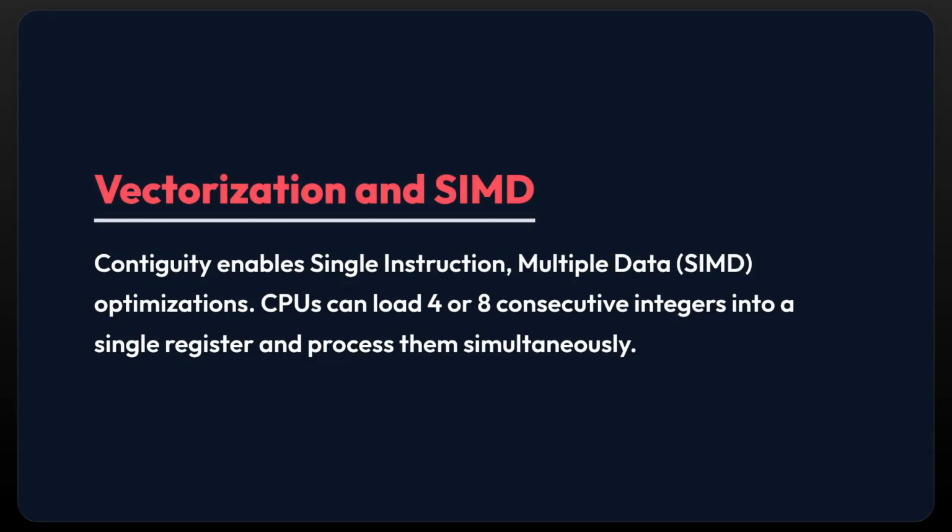There is a hidden advantage to arrays: vectorization. Because data is aligned and contiguous, modern CPUs can grab chunks of 4 or 8 numbers at once and process them in a single cycle using SIMD instructions. Linked lists, being scattered, completely break this capability.